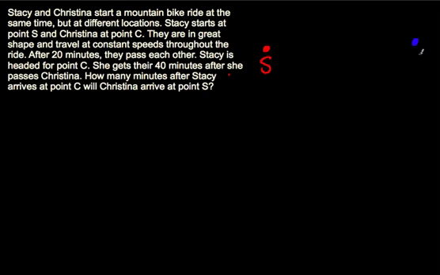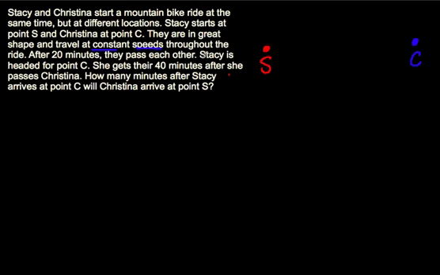Maybe she's over here. And they're in great shape and travel at constant speeds, which makes our life a little bit easier. So we have constant velocities, and they travel at constant speeds throughout the ride. After 20 minutes, they pass each other. Well, where are they heading? What's their route look like?